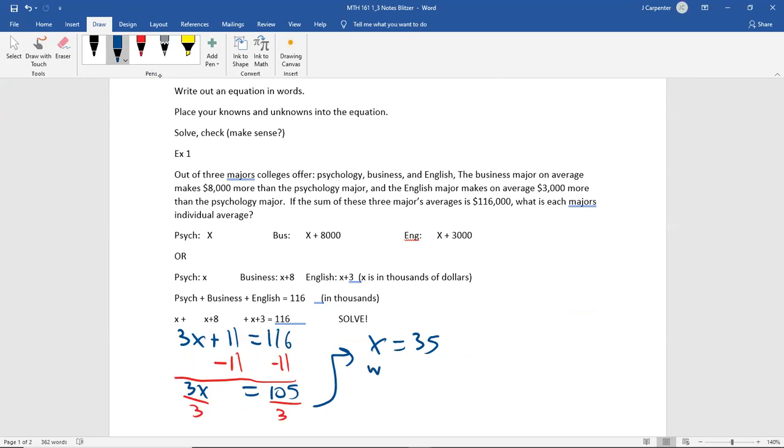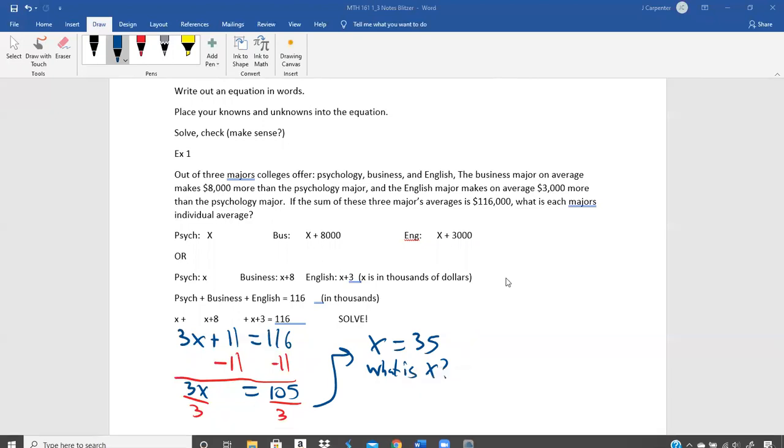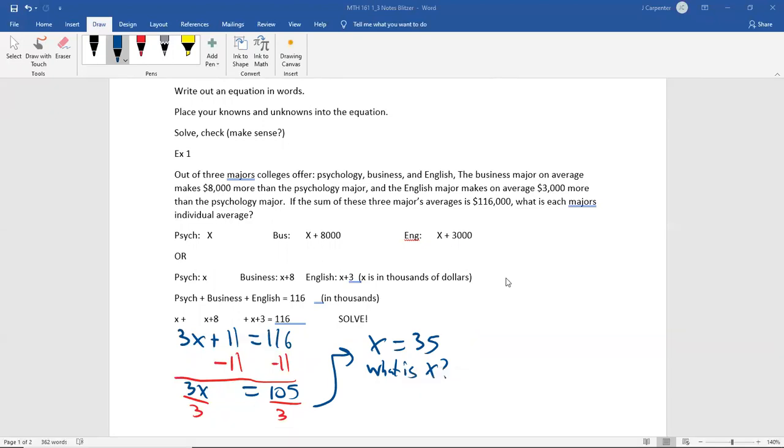I like to say, what is or was, depending on past or present tense, X? That's a question I always like to ask myself. That's a question I suggest that my students ask themselves. X was the psych major. But again, this was in thousands, so that means that the psych major should be earning $35,000.